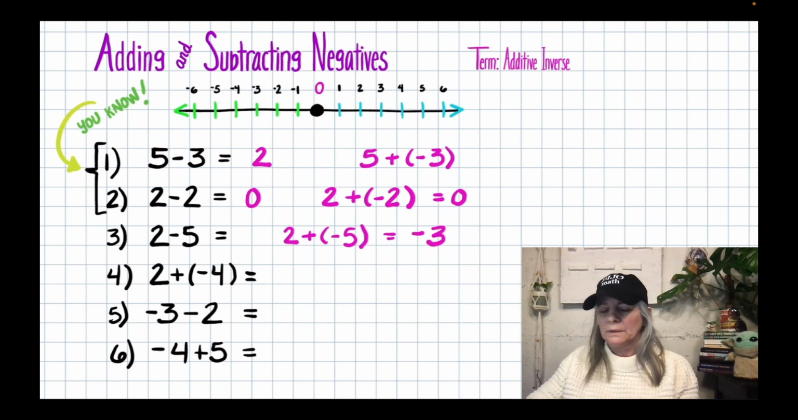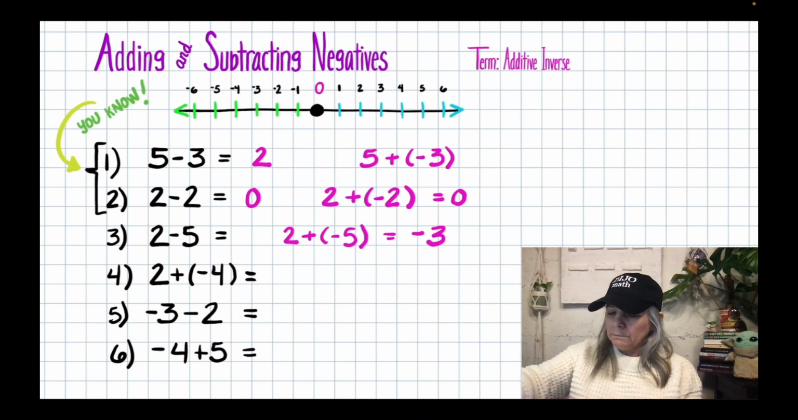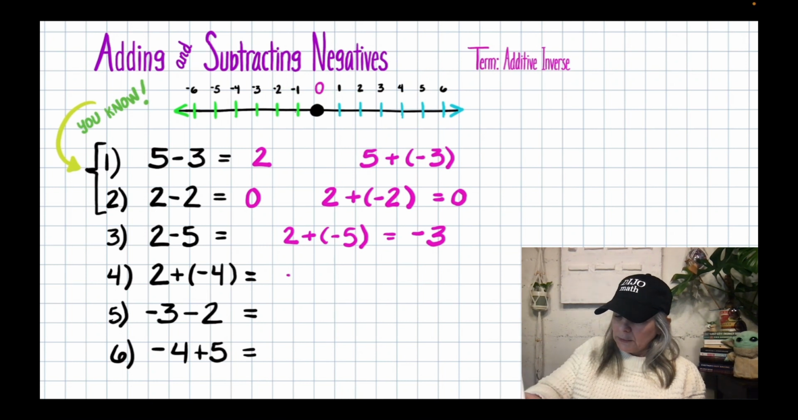Okay, let's try the next one. We got 2 plus a negative 4. It's already in the additive inverse form, so we can go straight to the number line and go 2 plus a negative 4. So we go 4 to the left. 1, 2, 3, 4. And we end up with a negative 2. So let's go ahead and write that answer down.